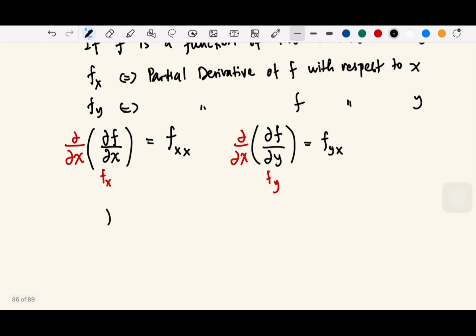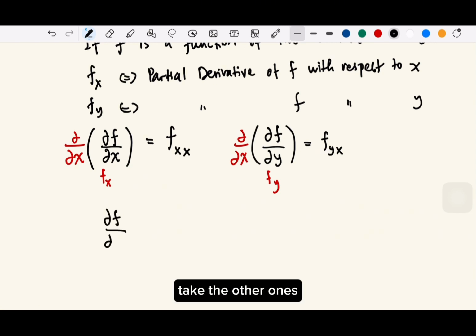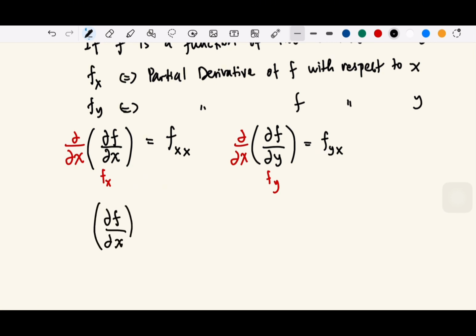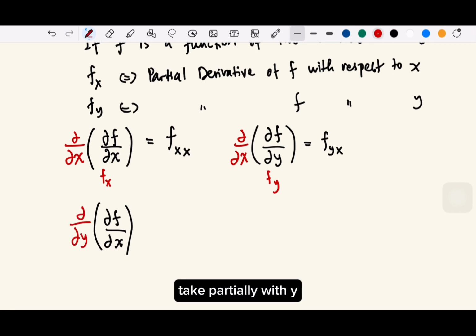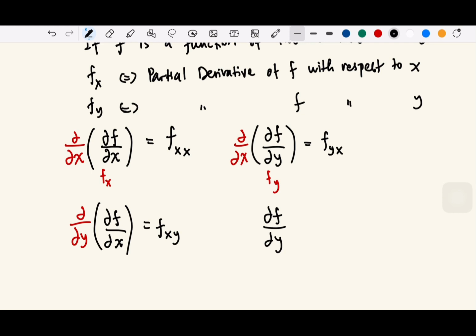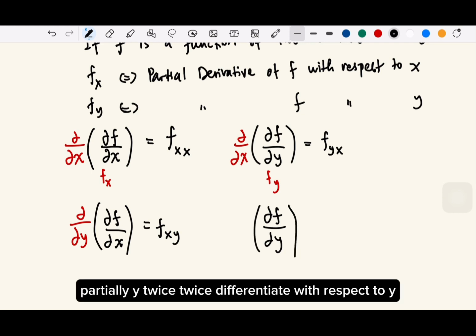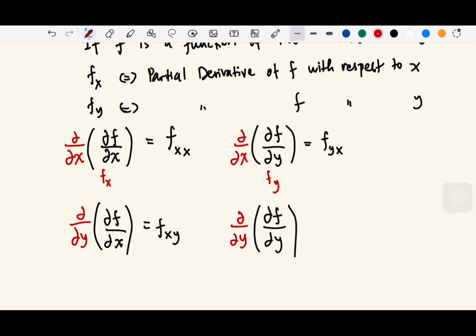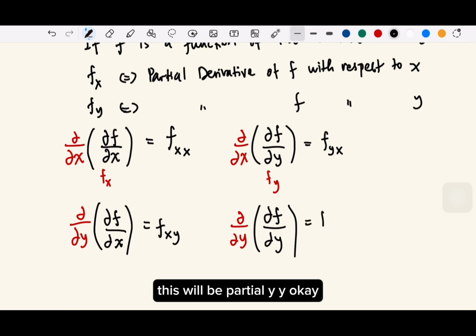And let's take the other ones. Take partially with y. Now we can write f x y like that. And the last one is partially y twice, differentiating twice with respect to y. This will be partial y y, okay?